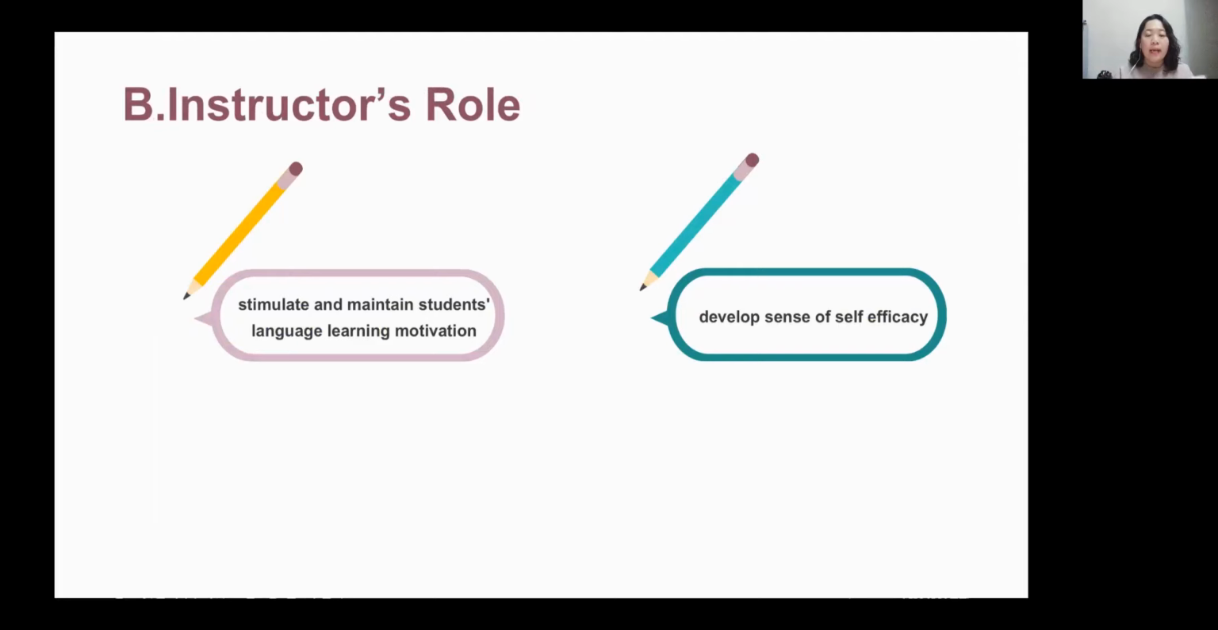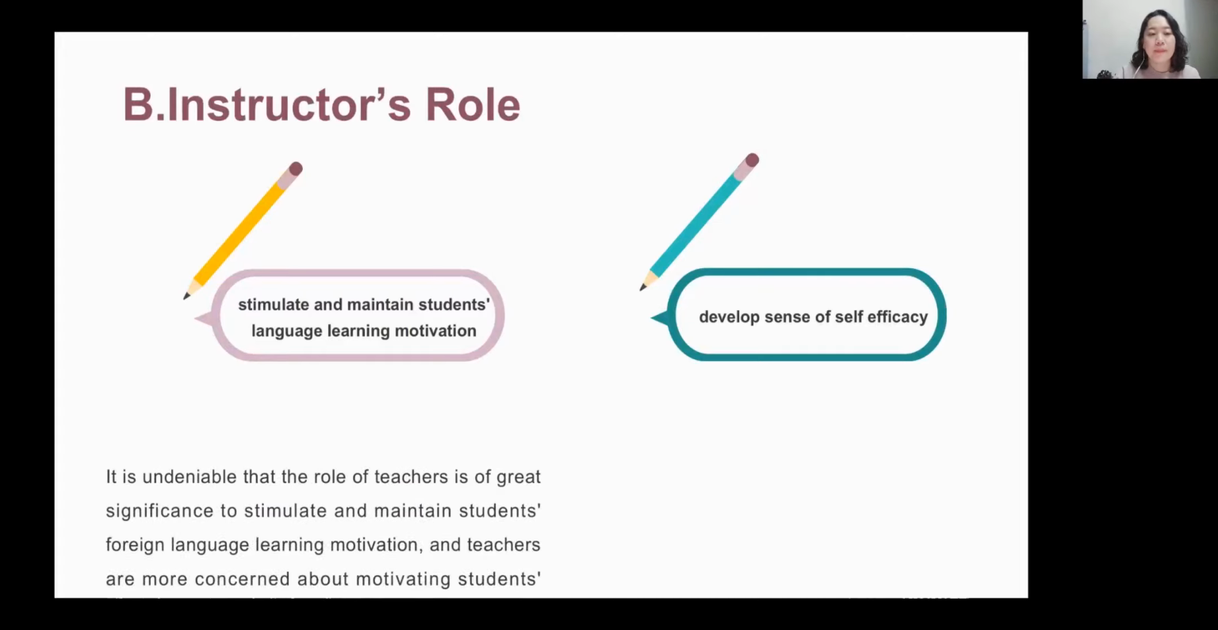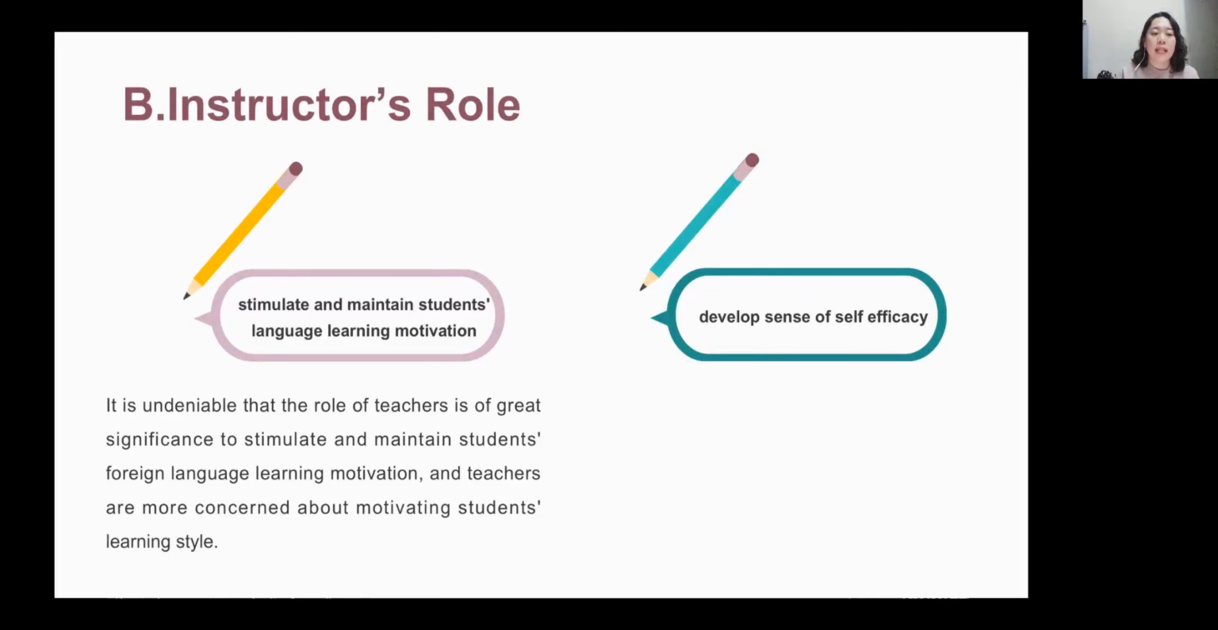Now let's look at some instructors' roles. The first one, stimulate and maintain students' language learning motivation. The second one, develop a sense of self-efficacy. It is undeniable that the role of the teacher is of great significance to stimulate and maintain students' foreign language learning motivation, and teachers are more concerned about motivating students' learning style.